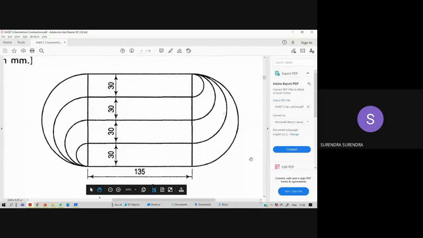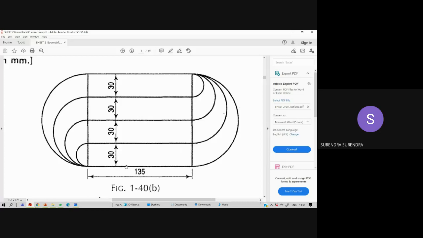1-40B. So how to draw this figure? The first step is to construct a rectangle with side 135 mm and height 30, 30, 30, 30, 120 mm, 135 mm and 120 mm. Construct a rectangle, and after constructing this rectangle, draw horizontal lines at every 30 mm.